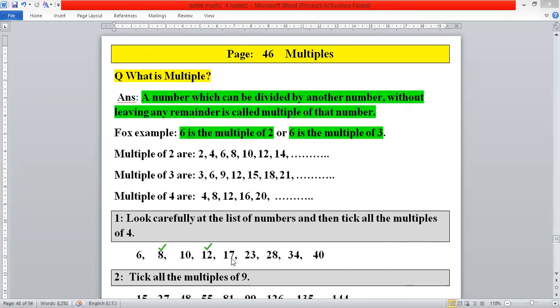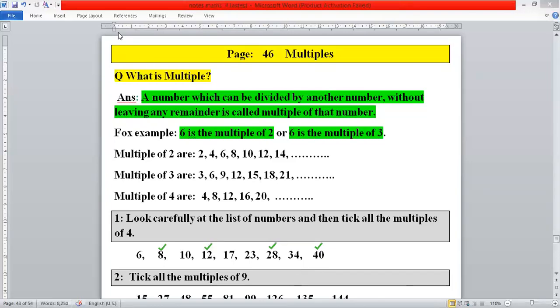16 is not divisible by 4. Therefore, it is not a multiple of 4. Similarly, 23 is not divisible by 4. It is not a multiple of 4. 28 is divisible by 4. 4 sevens are 28, therefore 28 is a multiple of 4, and 34 is not a multiple of 4, and 40 is a multiple of 4.